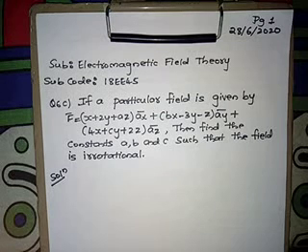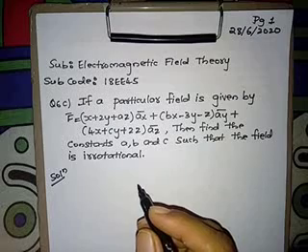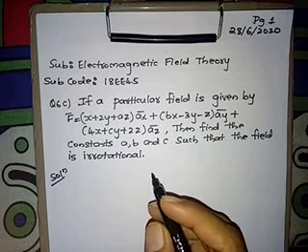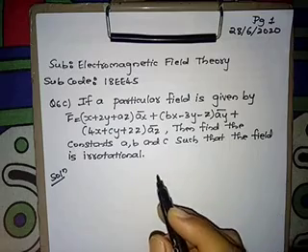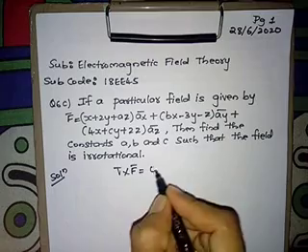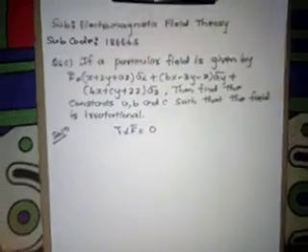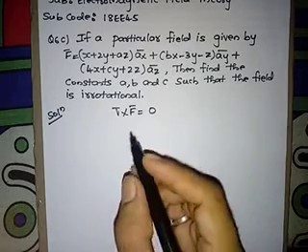So the vector field is irrotational if the curl is 0. If the curl of the given vector field is 0, then the vector field is said to be irrotational. That means del cross f bar is equal to 0. If the curl of the vector field is 0, then we say that the vector field is irrotational. Now we have to find del cross f bar.